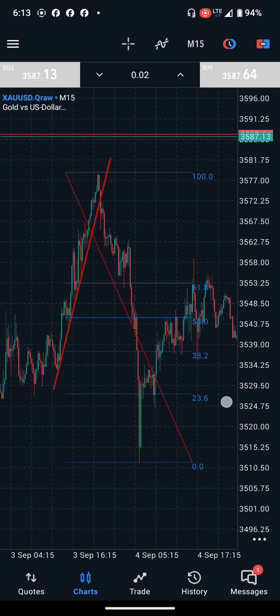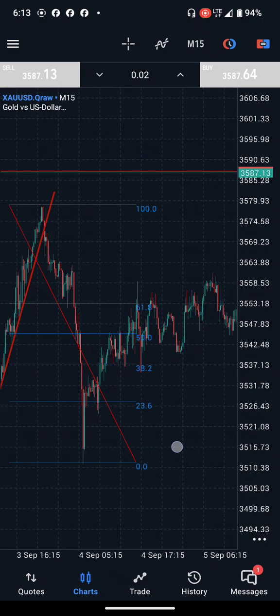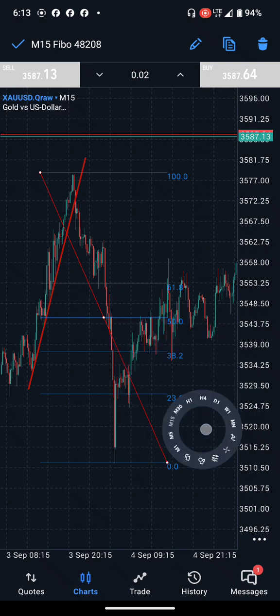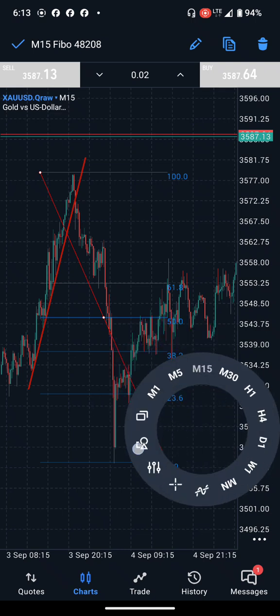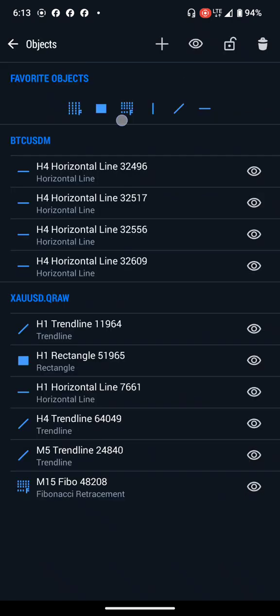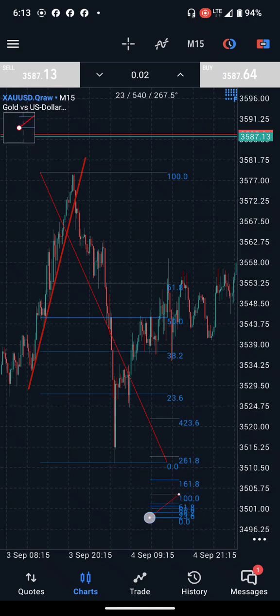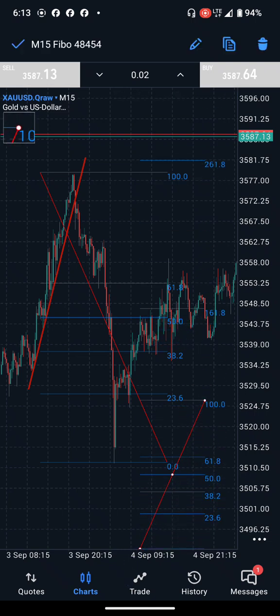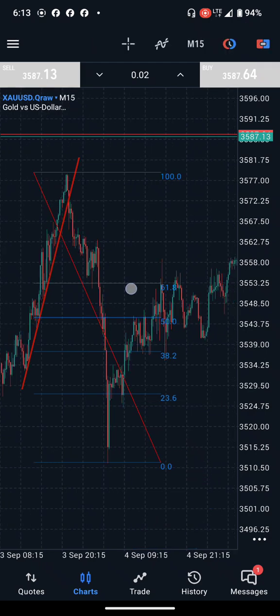So this is how you can use your Fibonacci tool. Whenever you want to draw it, you just tap on your screen, click on this sign like this, pick it up. It has already been picked. You just go to your zones and draw it. You draw it like this. If you want to delete it, you press on it. There's a delete button at the top here. You just delete it. The same thing here.